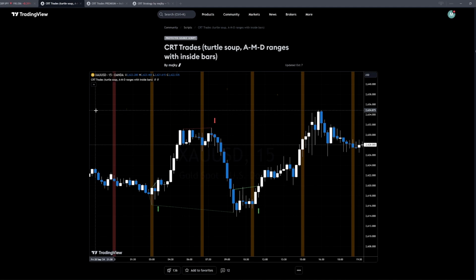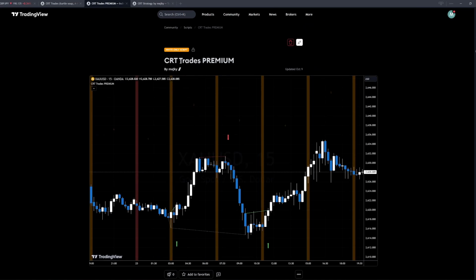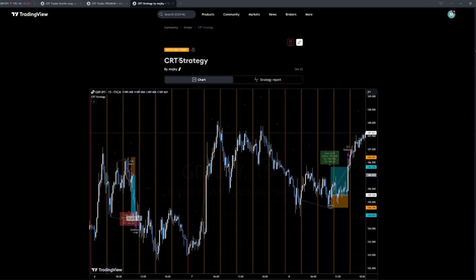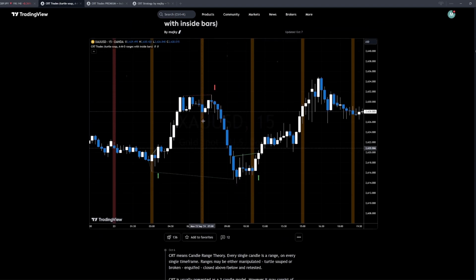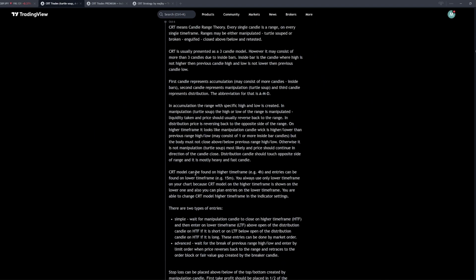This is a very accurate concept with a very high win rate. It became very popular in recent times. I have been developing this for a couple of weeks, also months. I have developed two indicators, this is the free indicator, this is the premium indicator, and I have also developed the CRT strategy. I would like to introduce what the CRT is and how it works.